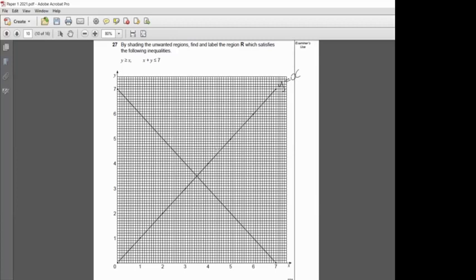So our line here tells us when Y is equal to X. So what I do is I'm going to pick a point below the line. Let me see, which point will I pick? A bit small.